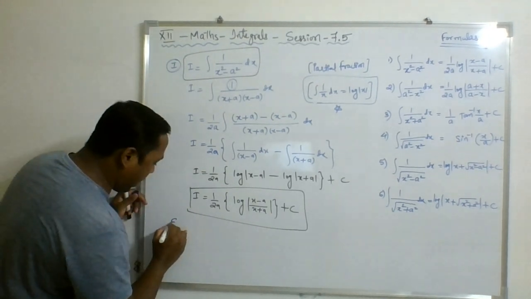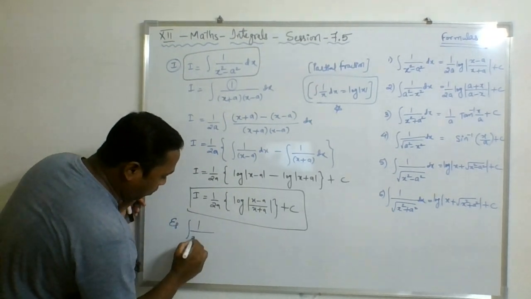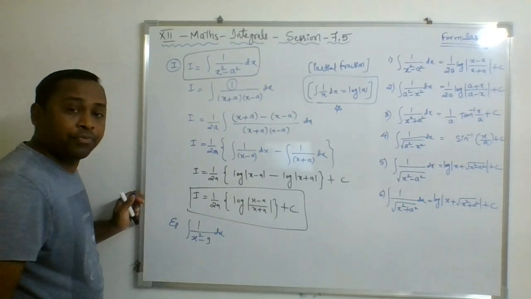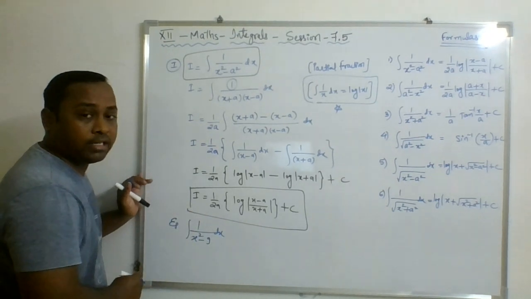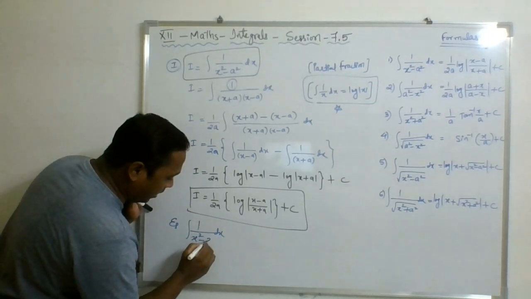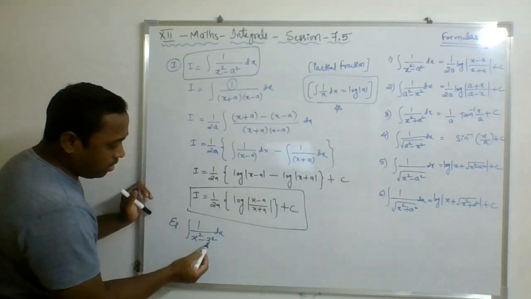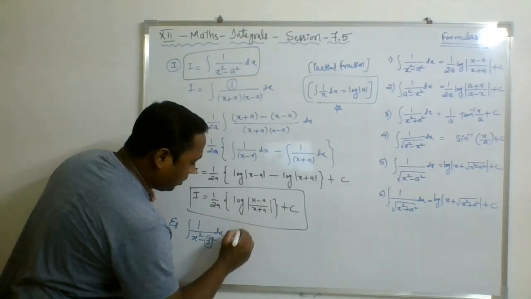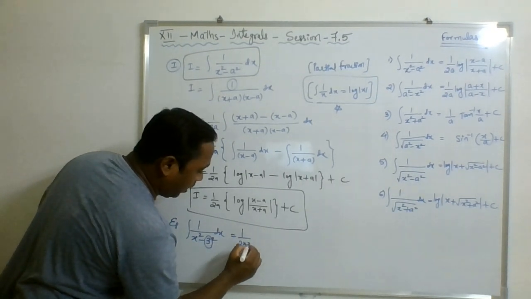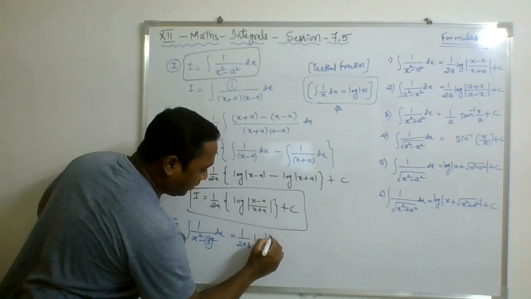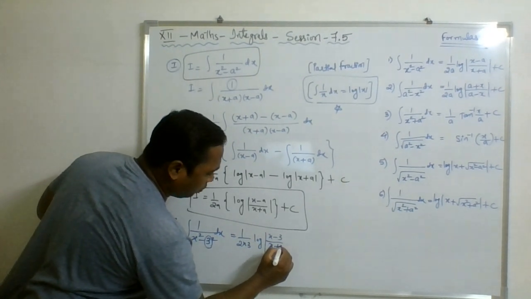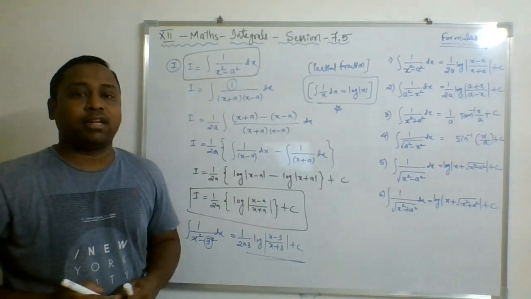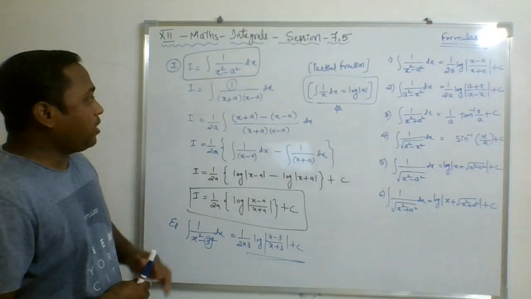Just for example, I am writing one question. I want to find the integral of 1 upon x square minus 9 dx. So how can I use this formula to get the answer? Just by writing 9 as 3 square. Then I know in place of a I have to write 3. Directly I can write this formula here. I is equal to 1 upon 2 into 3 into log of modulus x minus 3 upon x plus 3, plus c. This is my answer. In a single step you can finish the answer by using this formula.